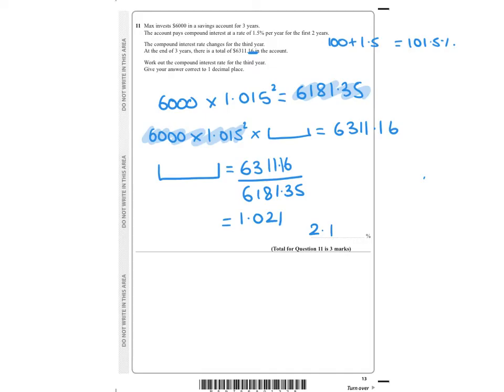If you can't see that, the other way to look at it is 1.021. If I times that by 100, I'm going to get 102.1%. So that means that's an increase of 2.1%.